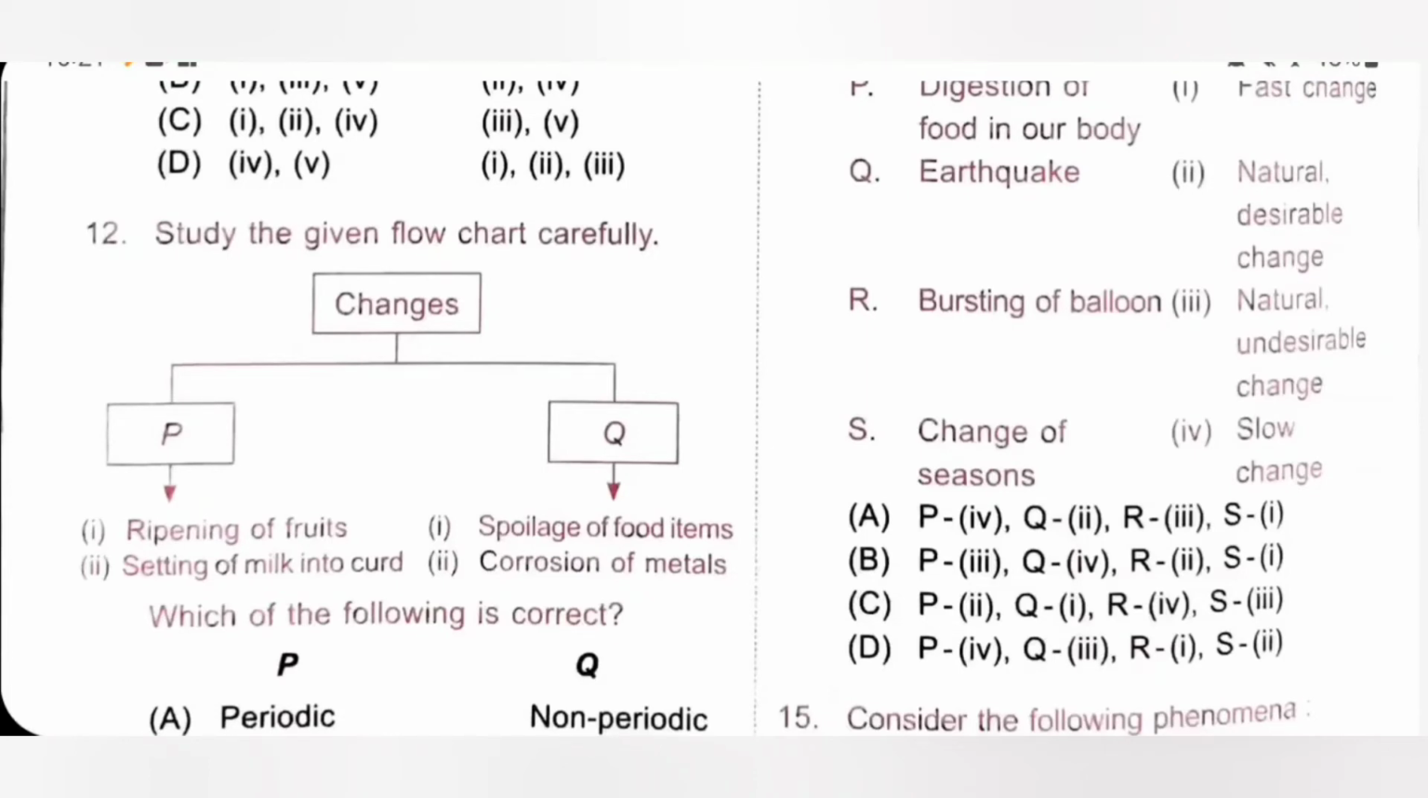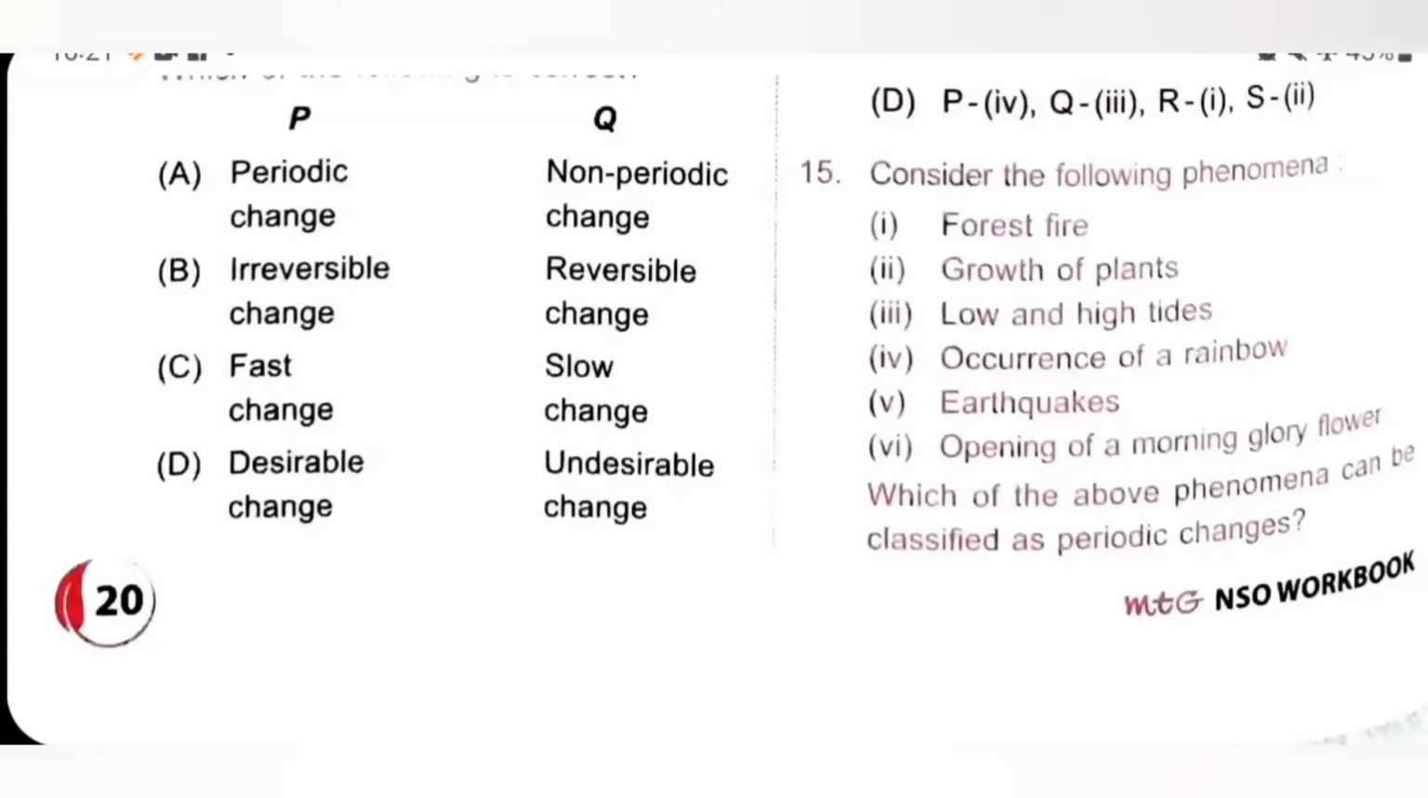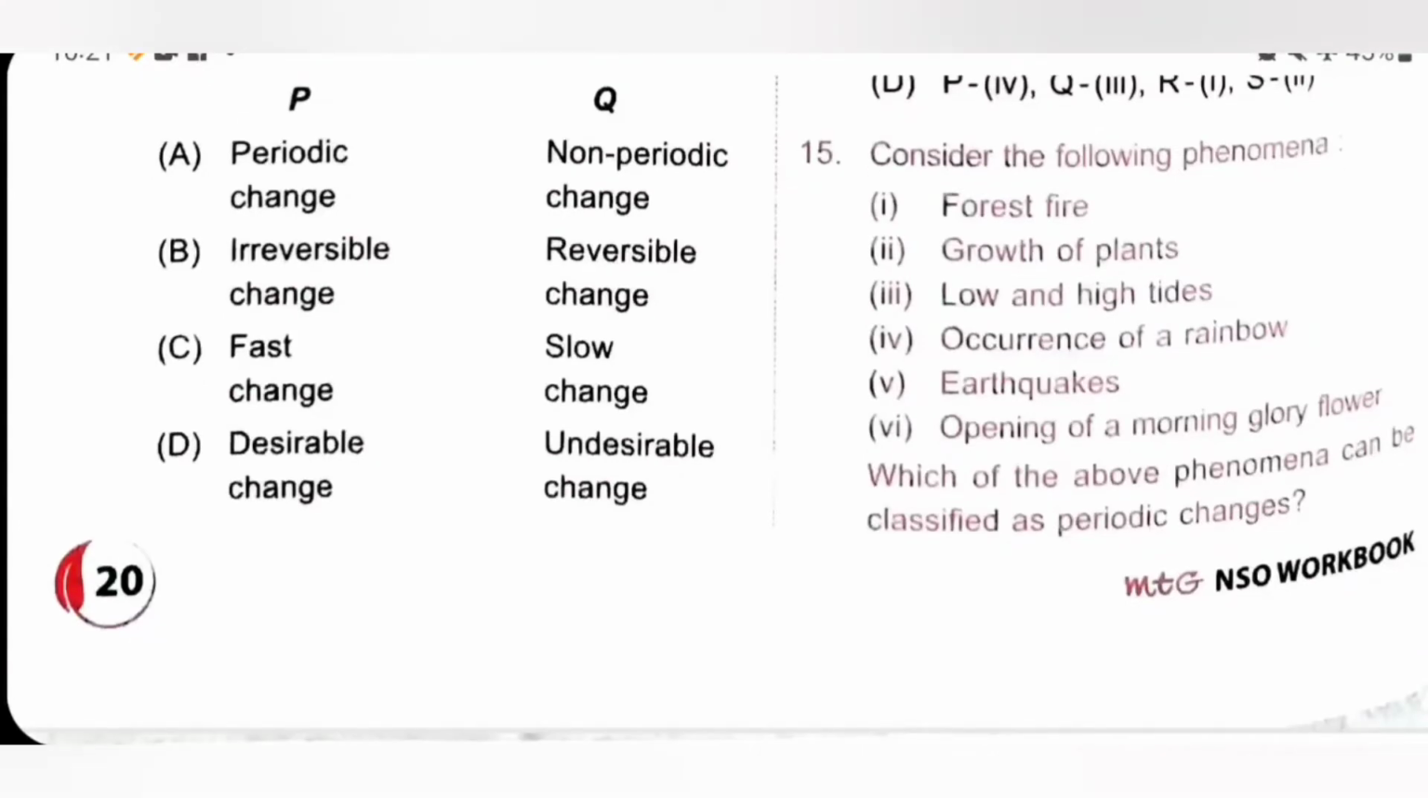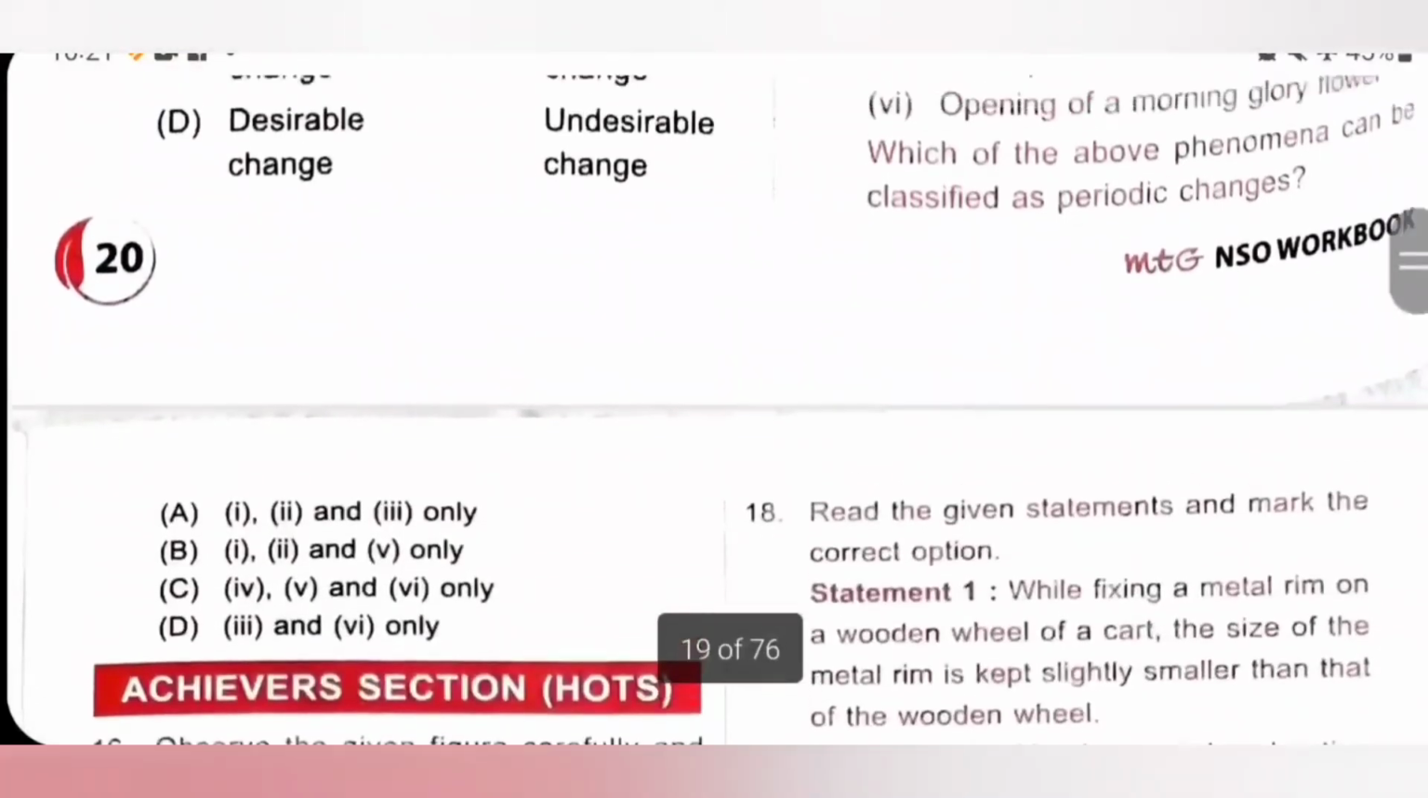Option D. 15th. Consider the following phenomena. 1. Forest fire. 2. Growth of plant. 3. Low and high tide. 4. Occurrence of a rainbow. 5. Earthquake. 6. Opening of a morning glory flower. Which of the phenomena can be classified as periodic changes?